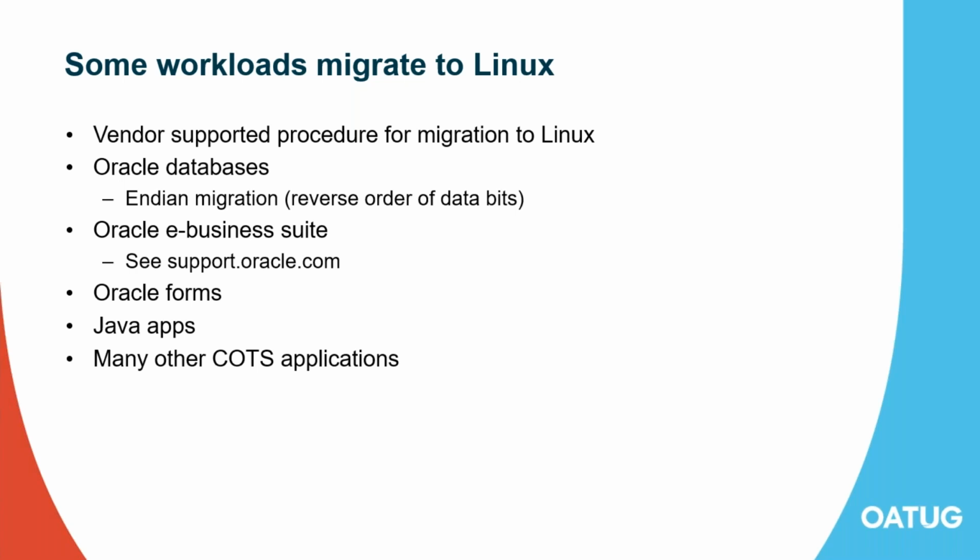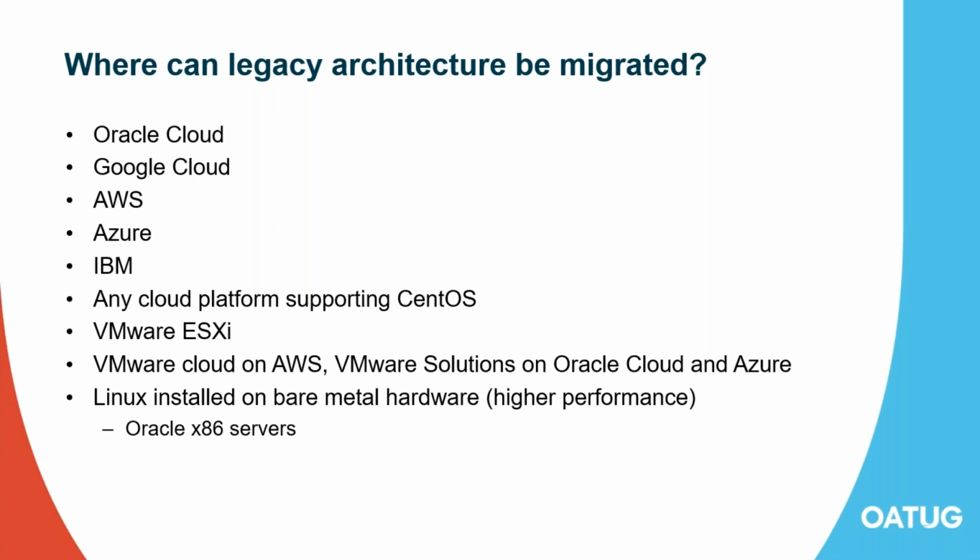Then the second thing is, where can we migrate the ones that can't be nicely migrated with a vendor supported path? And the short answer to this is anywhere that will support the Red Hat kernel of Linux. And so there's a big old list of stuff, Oracle Cloud, Google Cloud, AWS, Azure, IBM Cloud, etc. I'm sure I'm leaving somebody out.